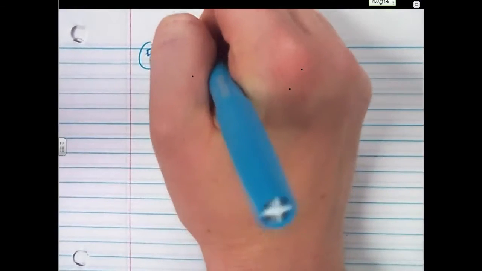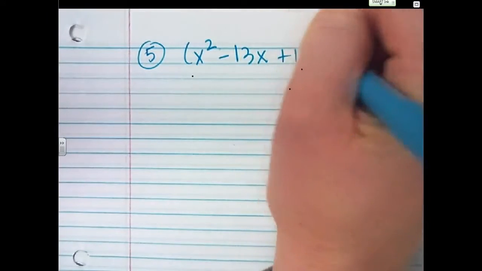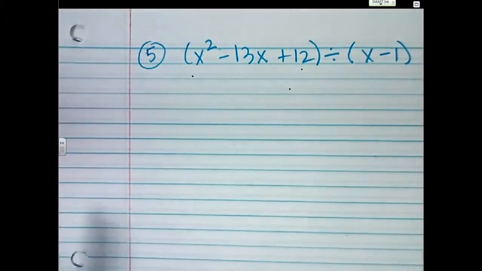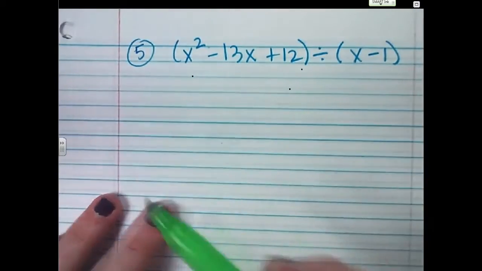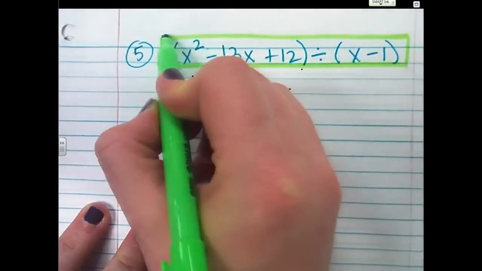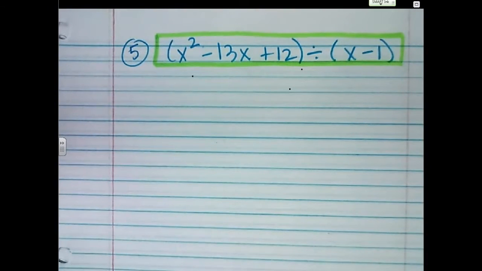Okay, I want you to try number 5. See how you do. Number 5. X squared minus 13x plus 12. Okay, so try that. Set it up. See if you can start it. See if you can finish it.